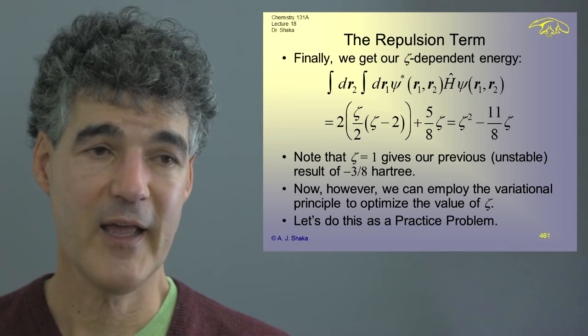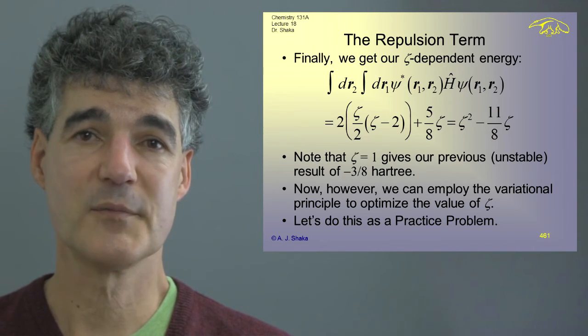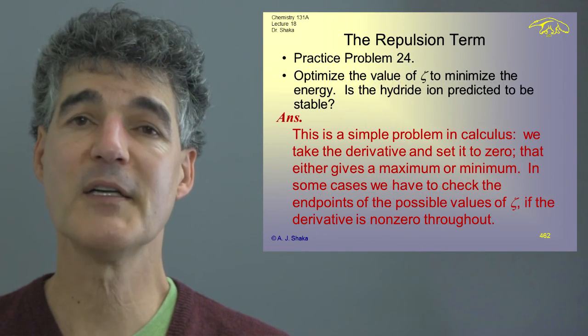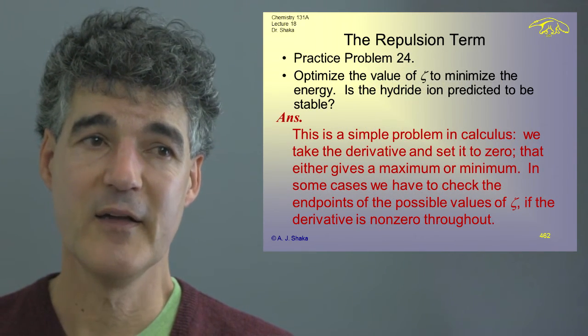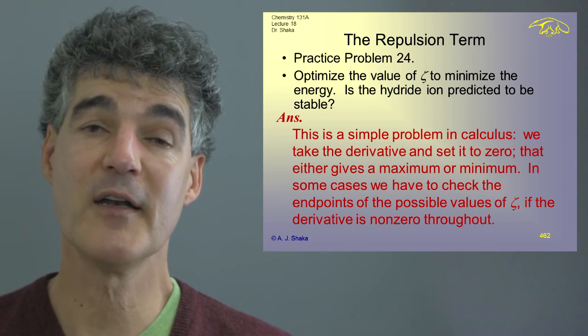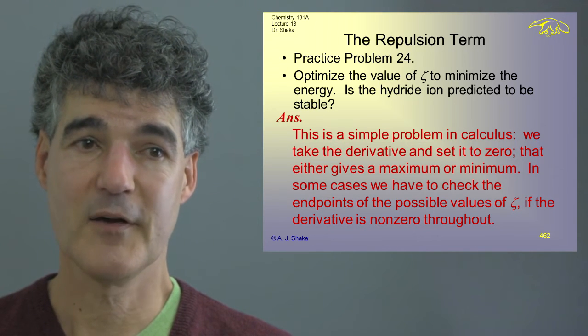the hydride anion. Let's do this then as a practice problem. This is practice problem 24. Let's optimize the value of zeta to minimize the energy. Is the hydride ion predicted to be stable? Here's the answer.